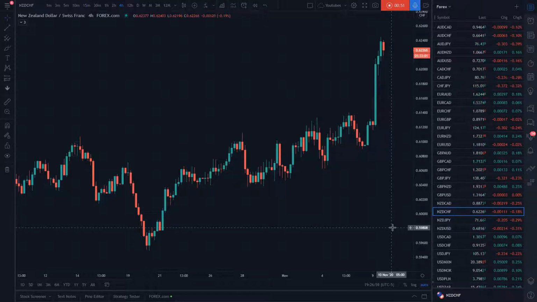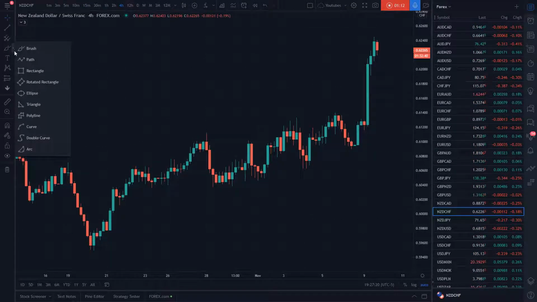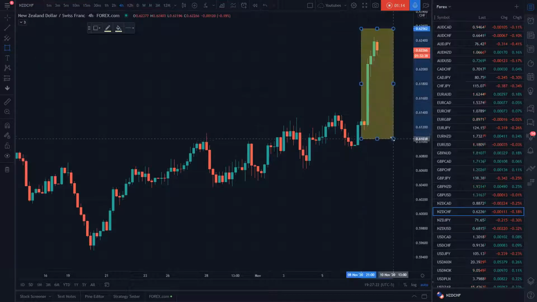One of the things that really sticks out to me in all the time that I've been trading is how price tends to break out of consolidations. If you look on a chart, in this case the New Zealand Swissy as a Forex pair, you can see that price will oftentimes make big moves.